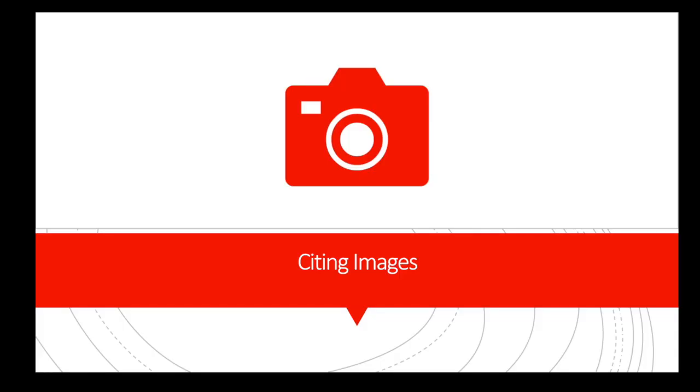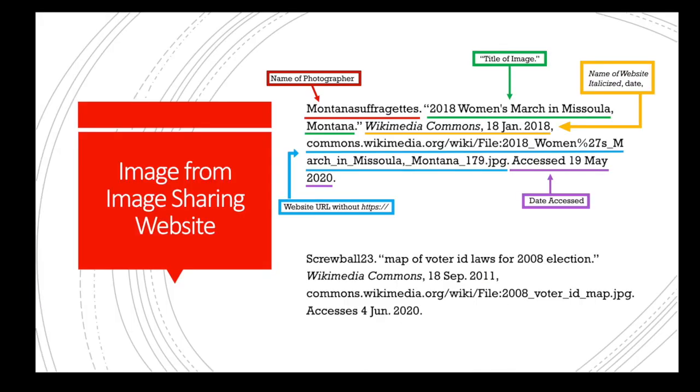So we've talked a great deal about where to locate these images that you're allowed to use in your blog, but we haven't necessarily gone over how to cite these images, which is just as important as locating the image itself. So, images from an image sharing website. These are going to have a specific citation format, which you can see laid out here in front of you.